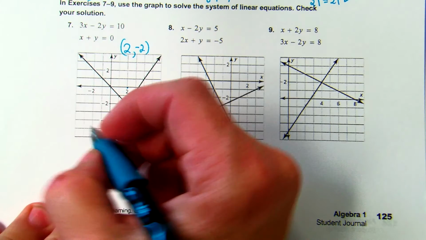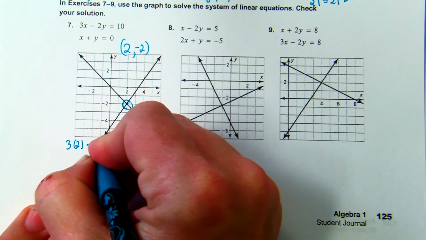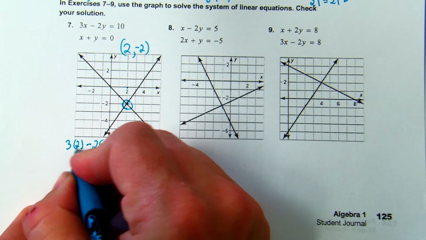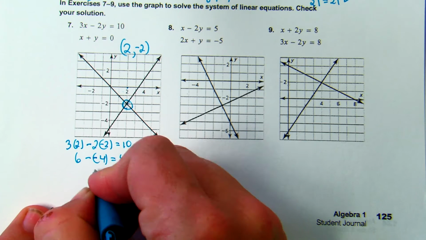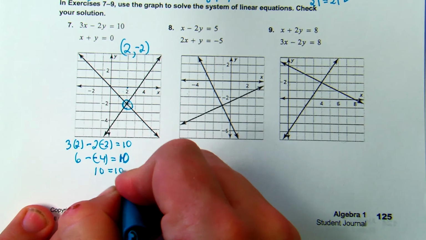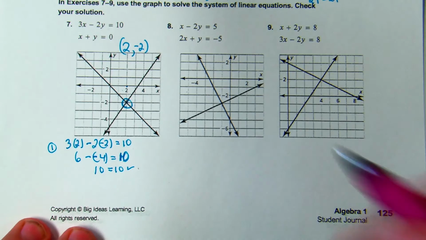So we could say that 3 times 2 minus 2 times -2 is supposed to equal 10. Well, 3 times 2 is 6, minus -4 or plus 4, plus 4 does equal 10, so 10 equals 10, that checks out. That's the first equation. Let's try the second equation.